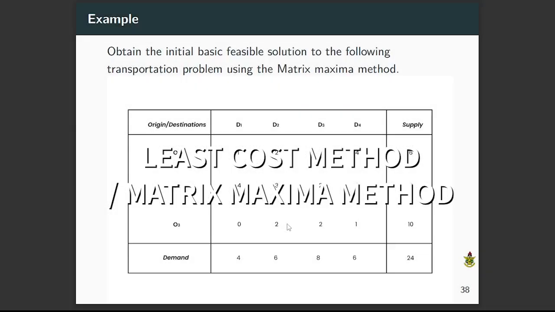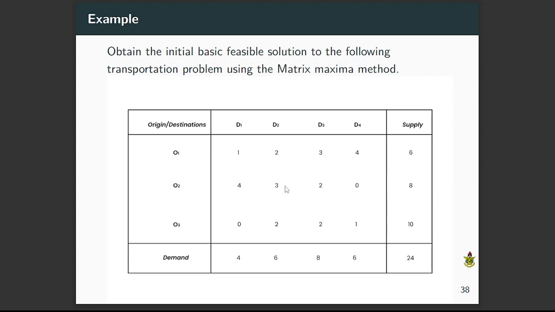The main objective of the least cost method is to minimize the total transportation cost. That is, transport as much as possible through the cells where the unit transportation cost is lowest. Now, what do I mean?